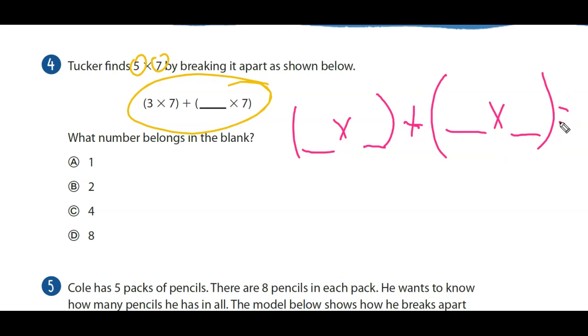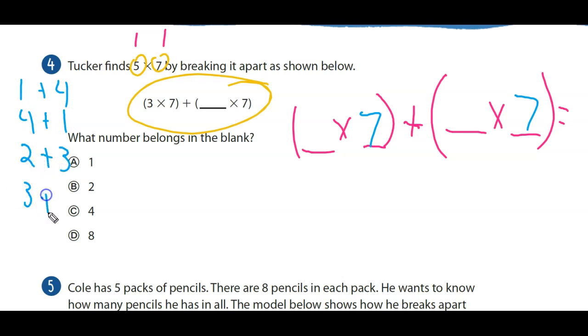And so which factor, these are called factors, which factor did he not change? 7. So that one stays there. Okay? And then he broke apart 5 into 3 and 2. Oh, so I need to know what numbers, when I add them together, I get 5. So I could do 1 and 4, right? I can do 4 and 1, right? I can do 2 and 3, or I could do 3 and 2. So which one of these would fit? 3 and 2. Well, he started out with 3, so then this would fit. 3 and 2.